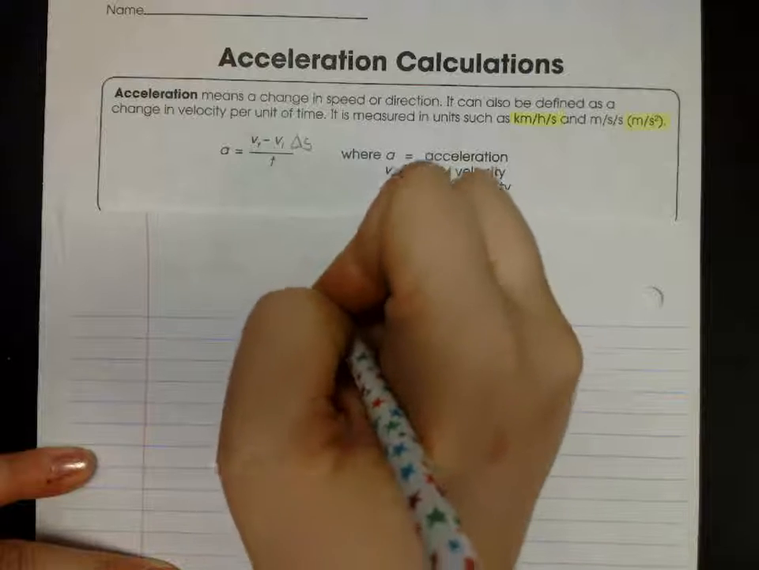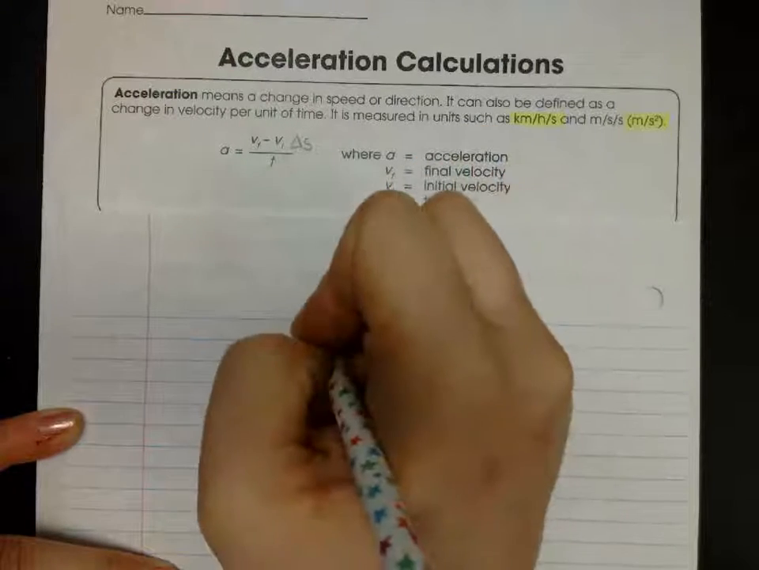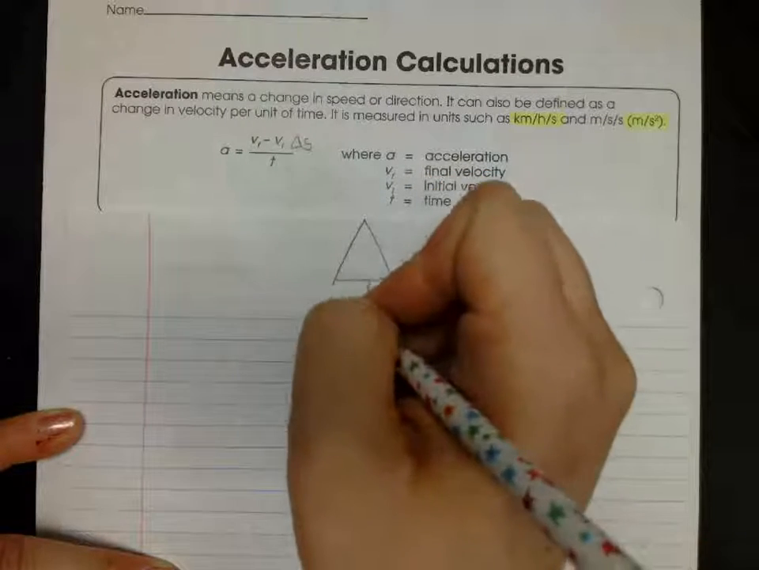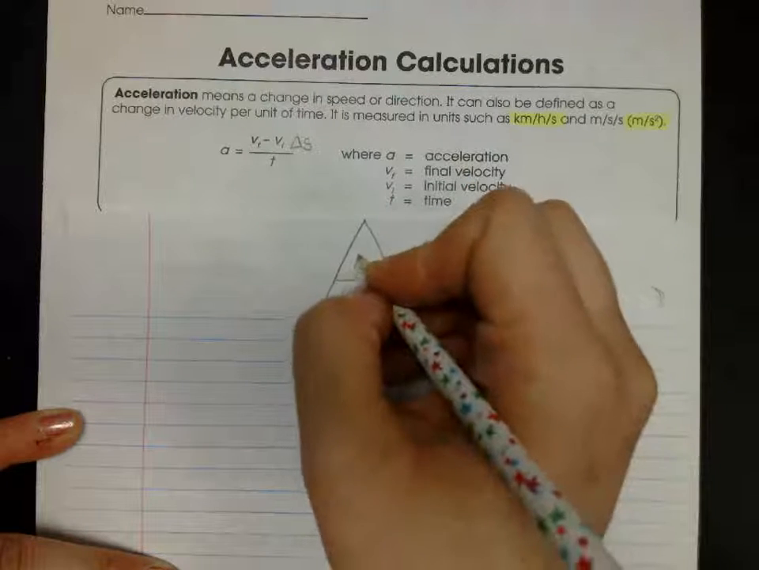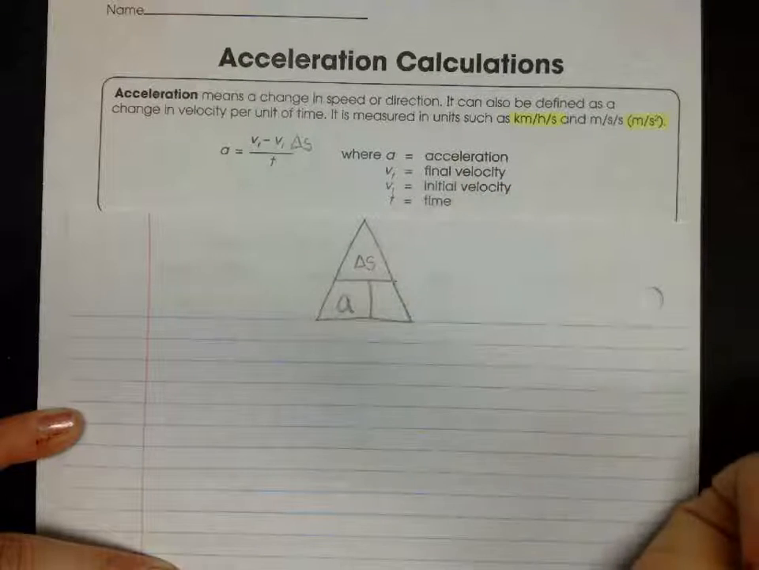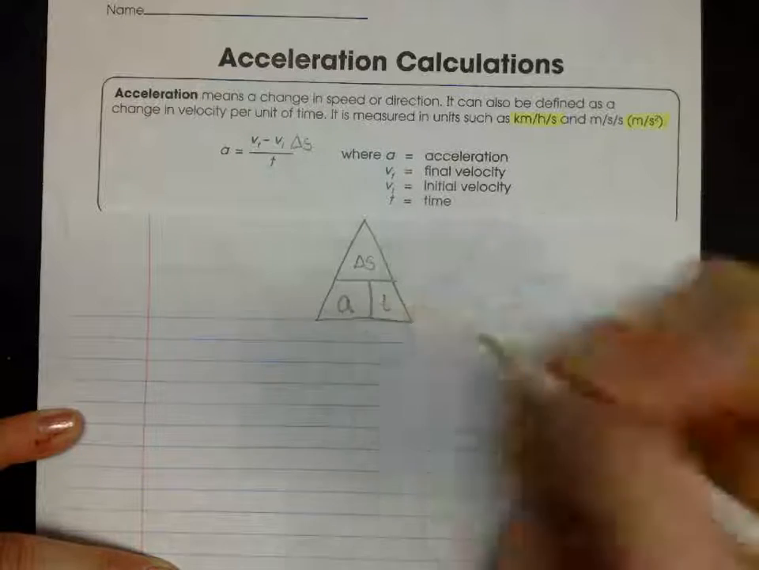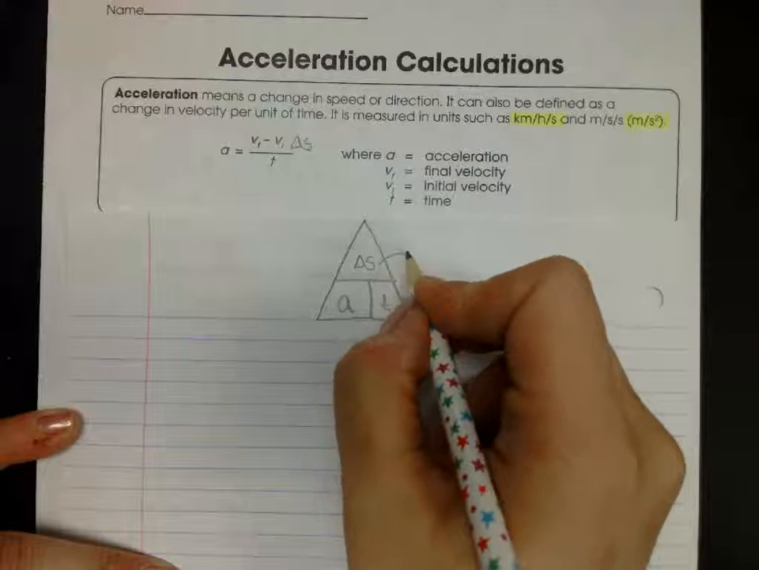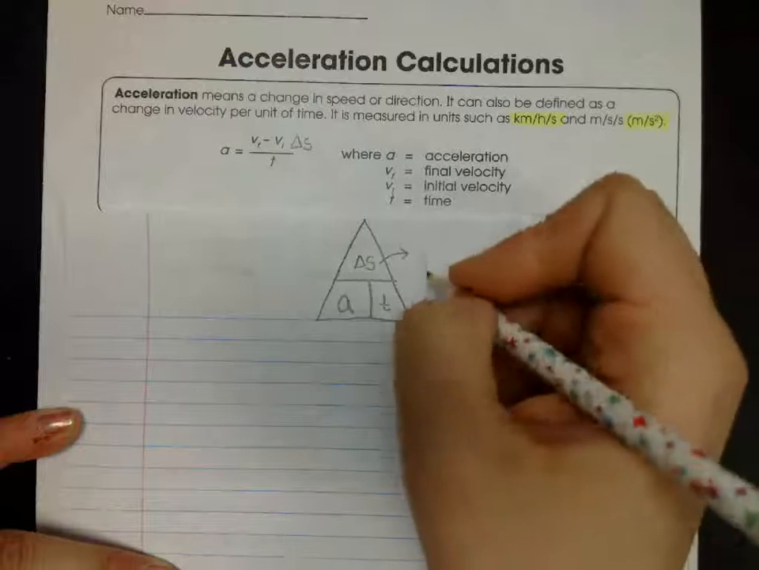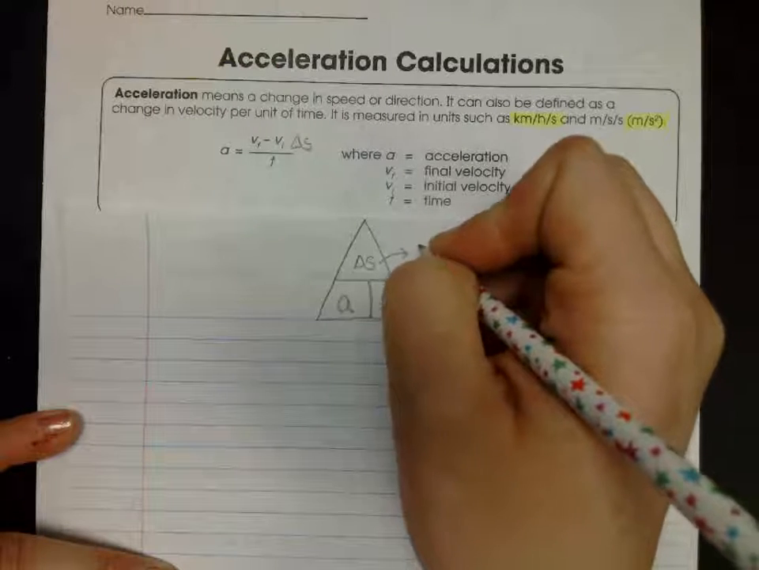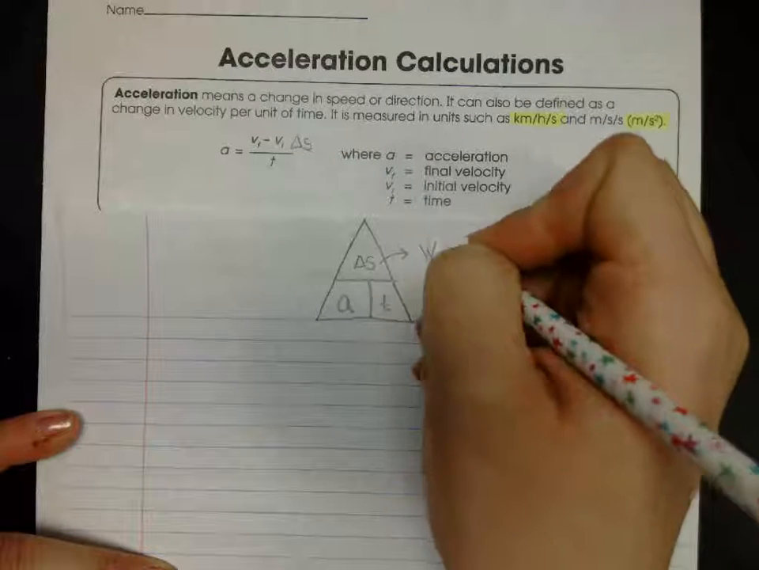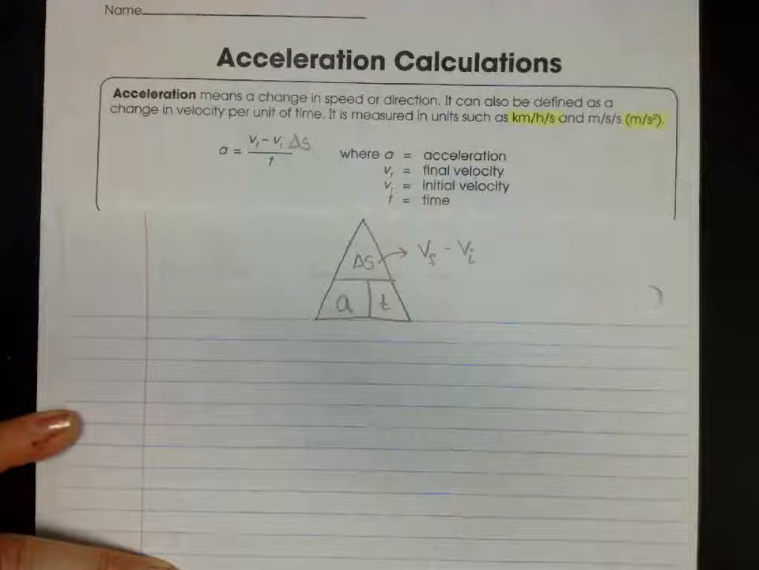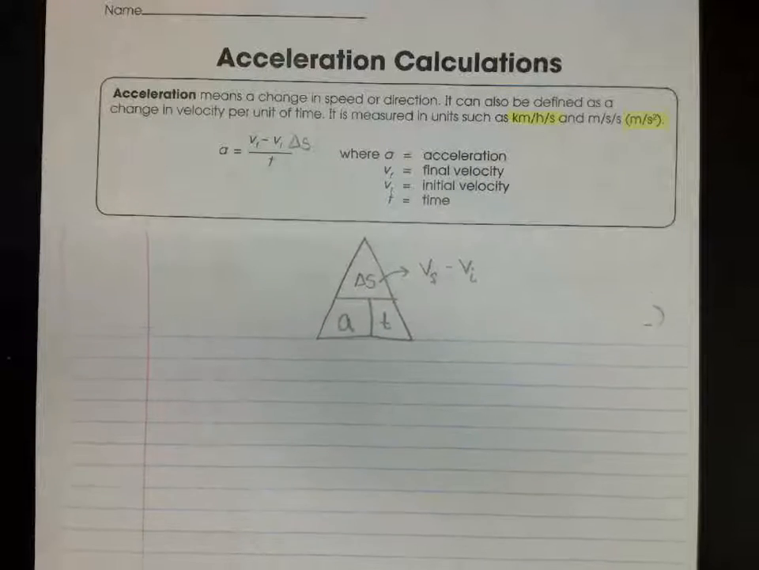acceleration. We're going to draw our big triangle again. Acceleration is equal to our change in speed over time. And that change in speed is equal to the final speed or the final velocity minus the initial speed or the initial velocity. So let's apply this to some problems and see how far we can get.